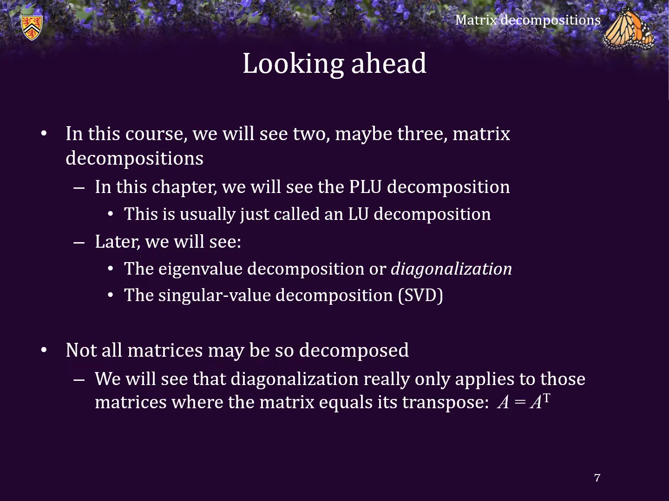Now, note that not all matrices will be able to be decomposed according to each algorithm. For example, the diagonalization decomposition, which we will see, actually only really truly applies when a matrix equals its transpose. That is, each entry of a matrix that is not on the diagonal equals the entry of the matrix that is reflected through the diagonal. We'll look at some examples.